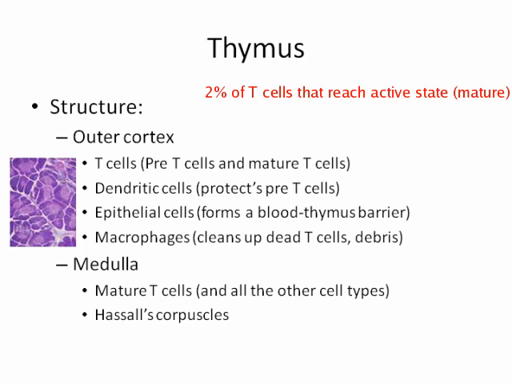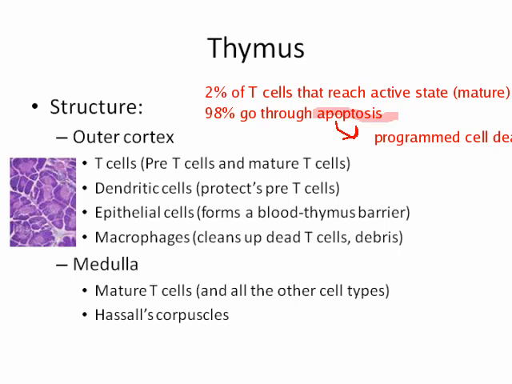What happens to the other 98% of them? The other 98% simply don't make the cut, and they go through a process known as apoptosis, which is basically programmed cell death. That's what we're dealing with when we talk about apoptosis. Programmed cell death.